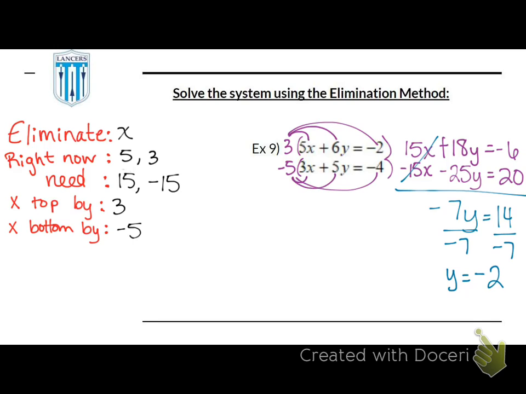Once we have the y, we still need to find the x. So you get to pick where this y gets plugged into. You could plug it into the original top, the changed top, original bottom, changed bottom. It does not matter to me where you plug it in as long as you do it appropriately. So I'll plug it into the original bottom equation. So 3x plus 5 times negative 2 equals negative 4. 5 times negative 2.